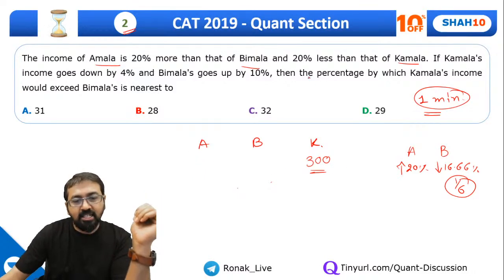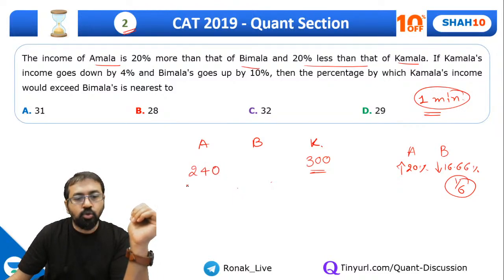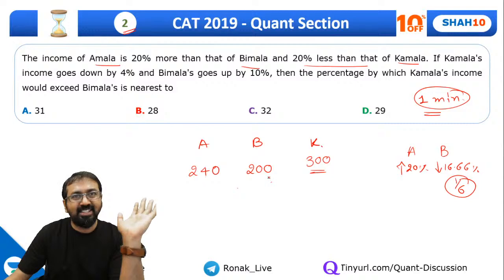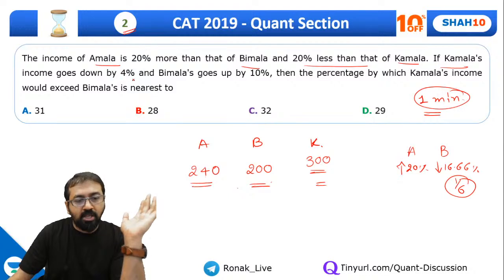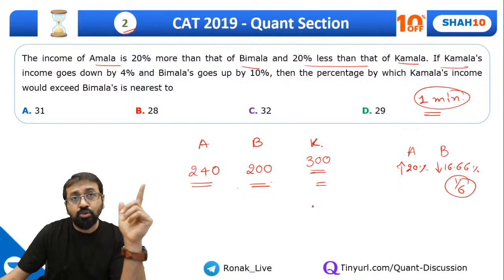Amla's income is 20% less than that of Kamla. So 20% of 300 is 60, so Amla's income will come out to be 240, and this is 20% more than B. If I take B as 200, then 20% more than 200 will be 240. Now we have got all the perfect values. So these are their current incomes. Now if Kamla's income goes down by 4%, this will become 288.